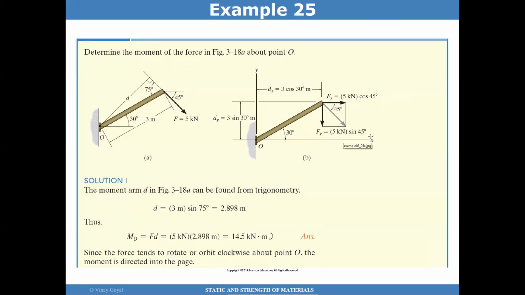With that information, we should be able to determine with trigonometry the height from point O, the distance between point O and the line of action of Fx. We should be able to determine the distance between Fy, the line of action of that, with the distance from point O to that line of action. So that will give us a moment required by multiplying 5 kilonewtons cosine 45 times this amount, and then 5 kilonewtons sine 45 times 3 cosine 30 degrees. So that will be the process in this case.